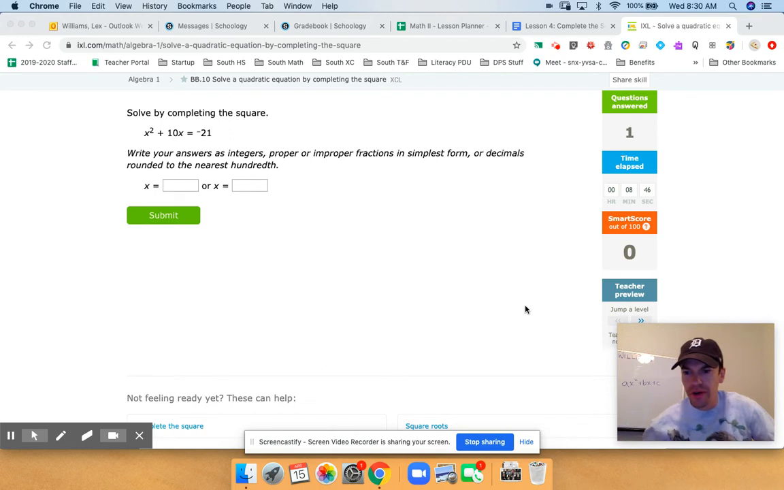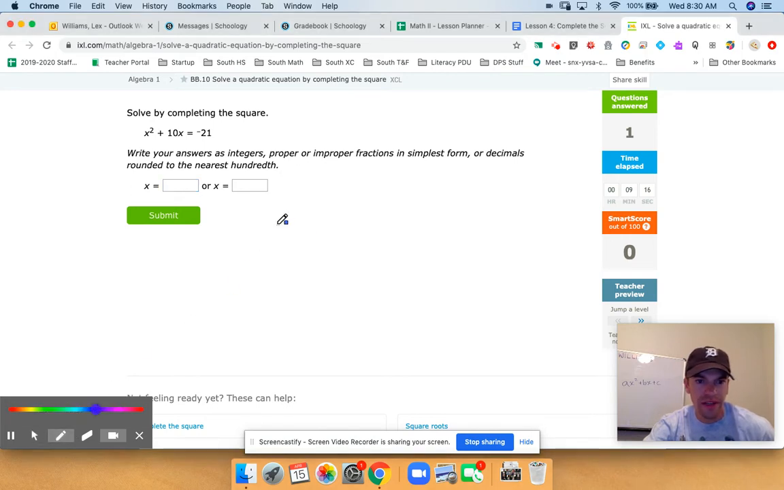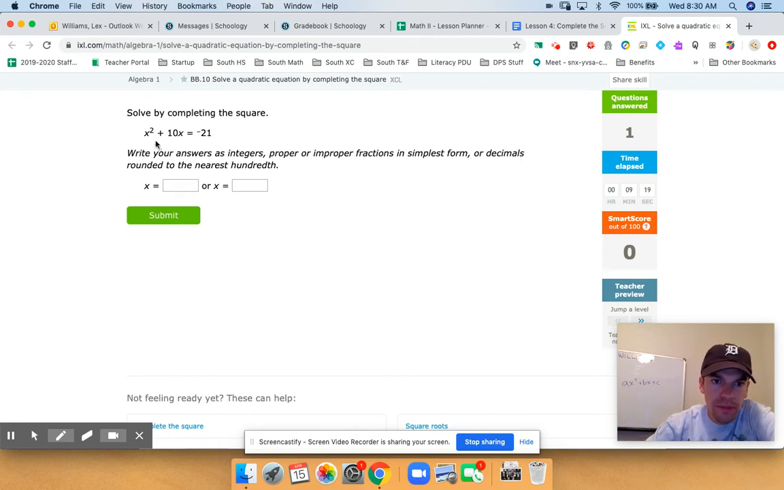Okay. So I wanted to give you guys an example of completing the square before you get started on the IXL for the second part of the week, and/or make your TikTok video. This question says solve by completing the square. Write your answer as integers, proper or improper fractions in simplest form, or decimals rounded to the nearest hundredth. So a bunch of different options there. We'll look at that again at the end once we have this solved. Remember, when we're completing the square, I'll show the shortcut method first, and then I'll show the more visual one with the algebra tiles second.